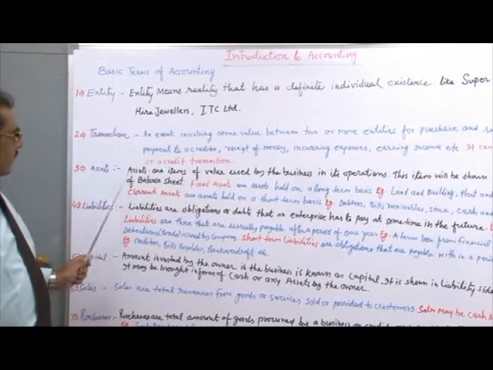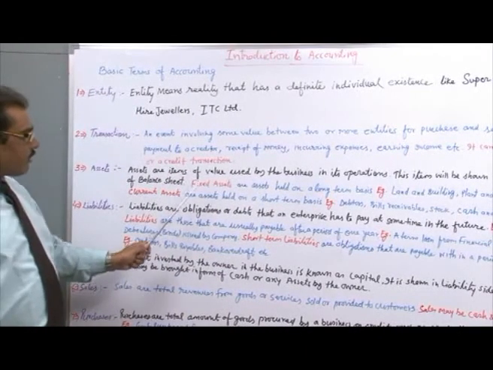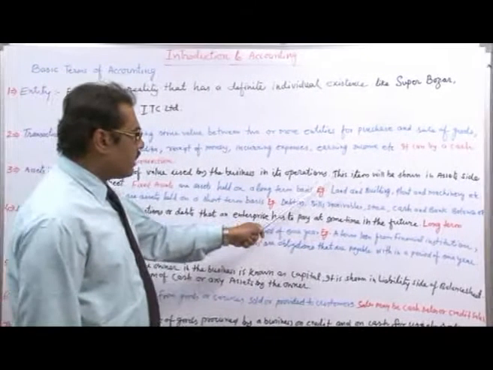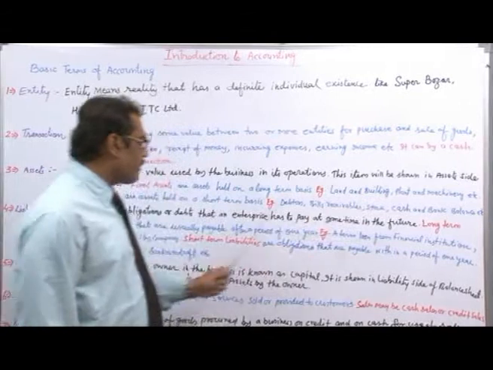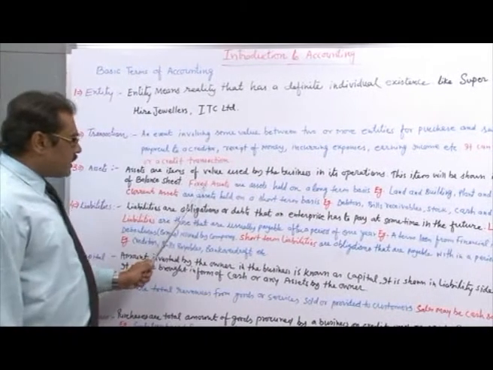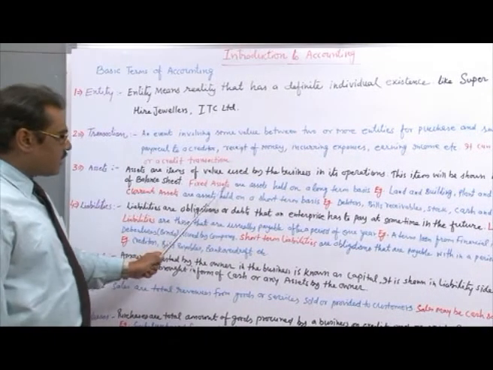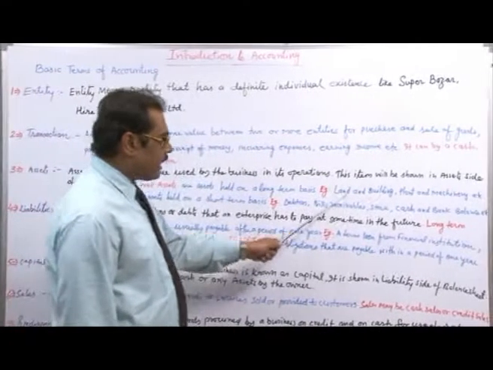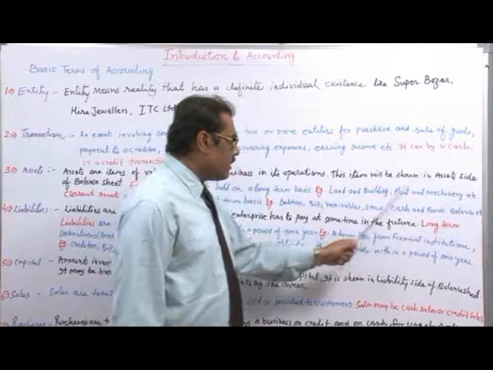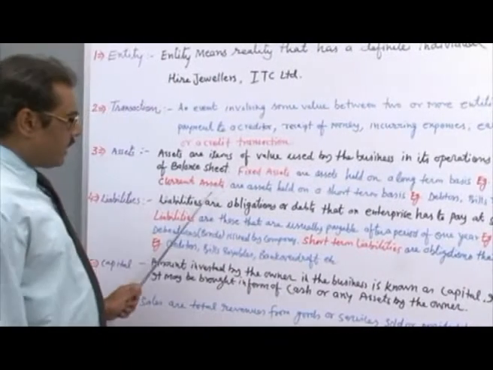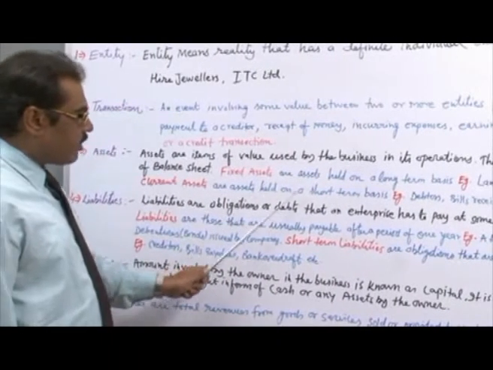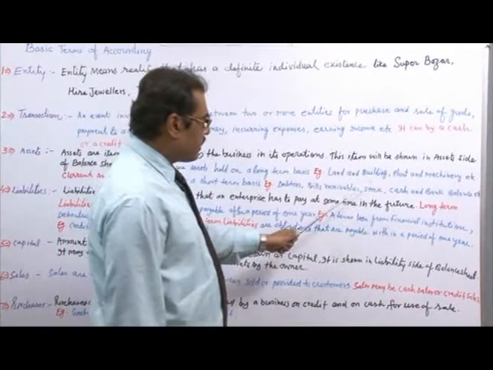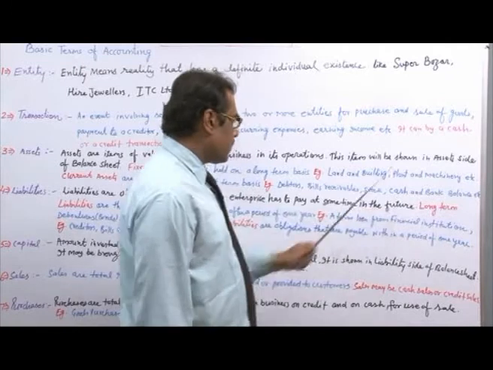Now next is assets. Assets are items of value used by the business in its operations. This item will be shown in the asset side of balance sheet. These are classified into fixed assets, which are assets held on a long term basis, for example, land and building, plant and machinery, furniture, etc. And current assets are assets held on a short term basis, that are debtors, bills receivables, stock, cash and bank balance.